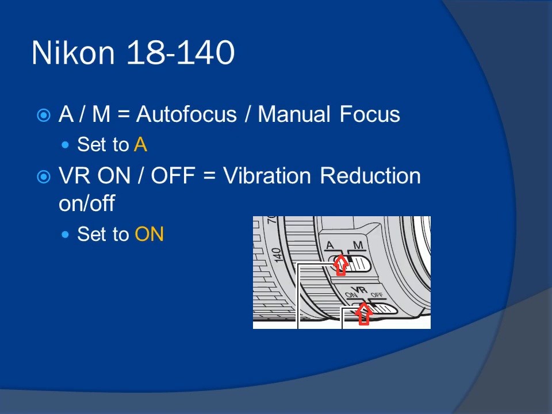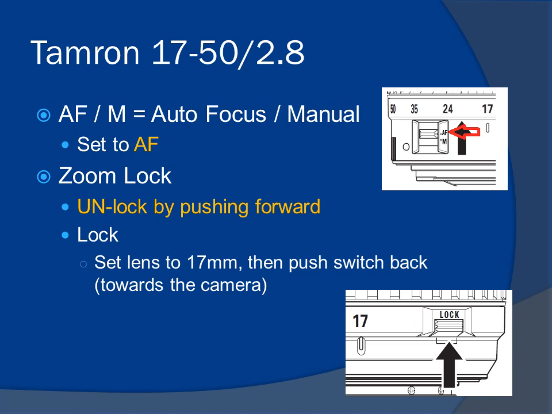Nikon 18-140. AM autofocus manual focus, set to A so the lens will autofocus. VR on off, which is the vibration reduction, set it to on. Tamron 17-50 2.8. AF/M switch, set it to AF so the camera will focus the lens.